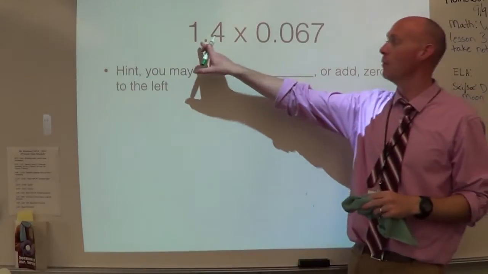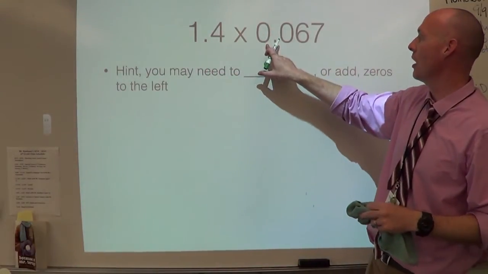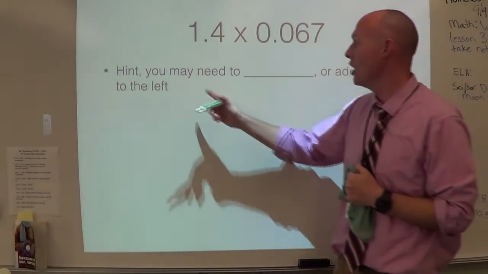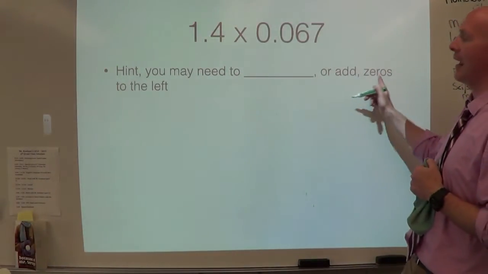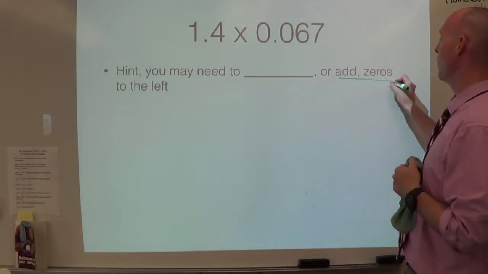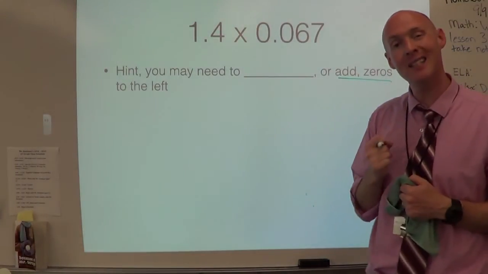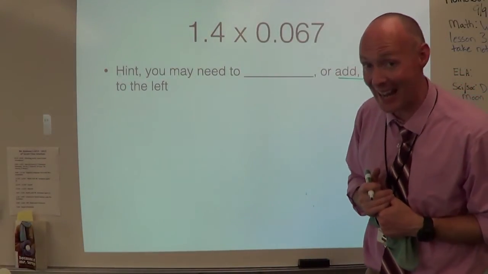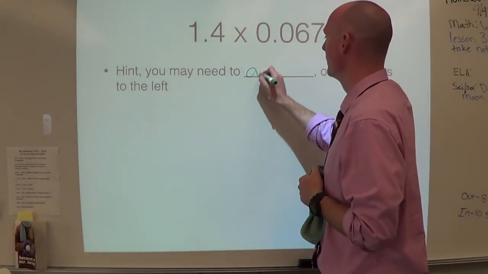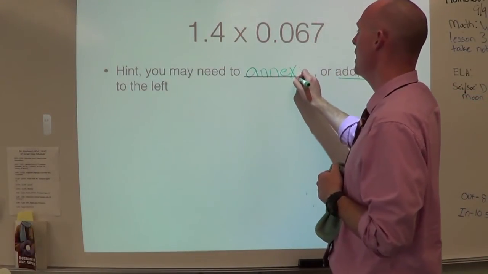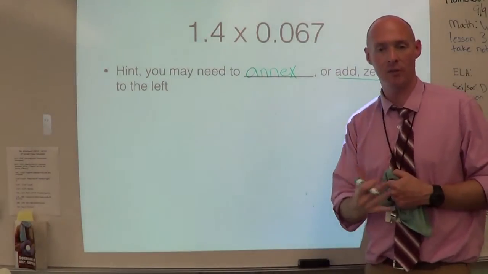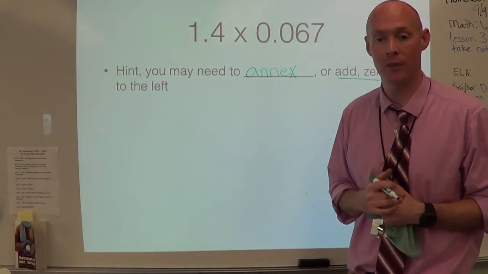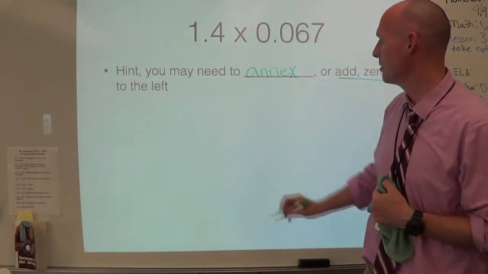Okay. Here I have 1 4/10 times 67 thousandths. I wanted to include this hint here. Hint: you may need to add zeros to the left. What I'm just looking for is a refresher of what it means to add zeros to the beginning or end of a decimal. If you're thinking annex, you're correct. There are times where we're going to have to annex zeros. I think I gave you one example here, but I know in class tomorrow we're going to do some examples with that. So, let's go ahead and solve this.